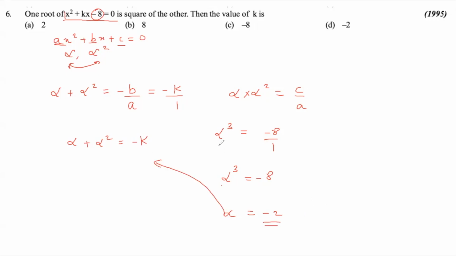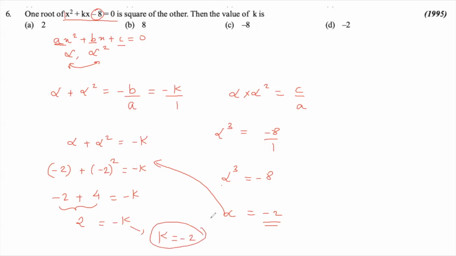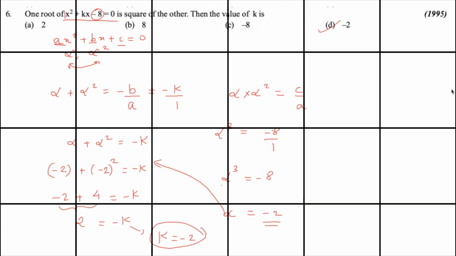So we take the value of alpha, it is minus 2, and put that in this given expression. Alpha is minus 2 plus alpha square will be minus 2 square is equal to minus k. Minus 2 is as it is, plus minus 2 square will be 4, is equal to minus k. Minus 2 plus 4 is worth 2 only. If 2 is worth minus k, obviously k will be worth minus 2. And that is the answer to my question. Option D, k is worth minus 2. Simple question. That's how we solve it.